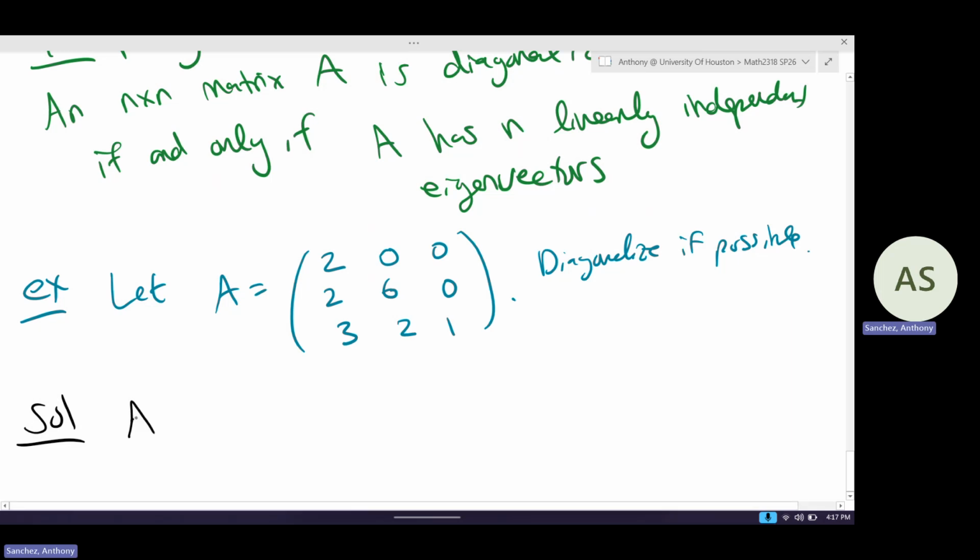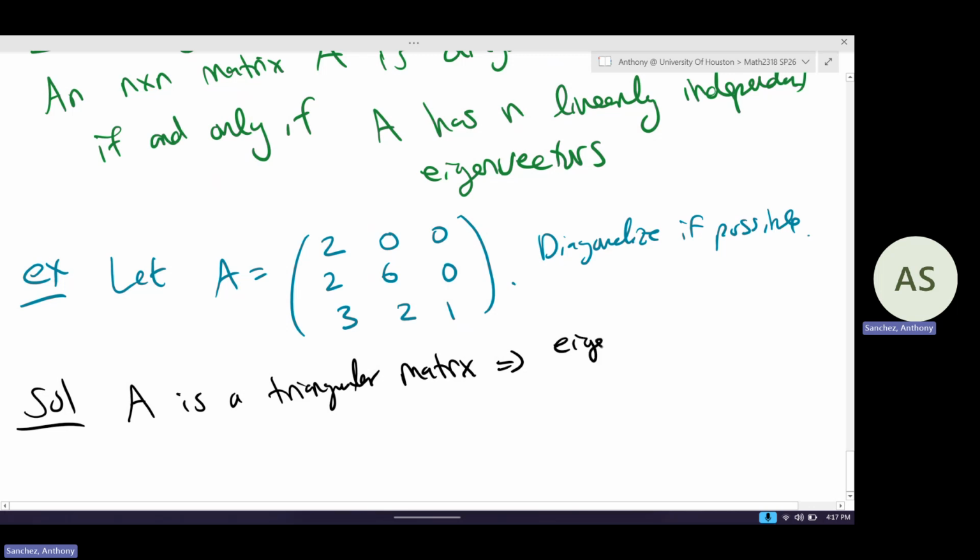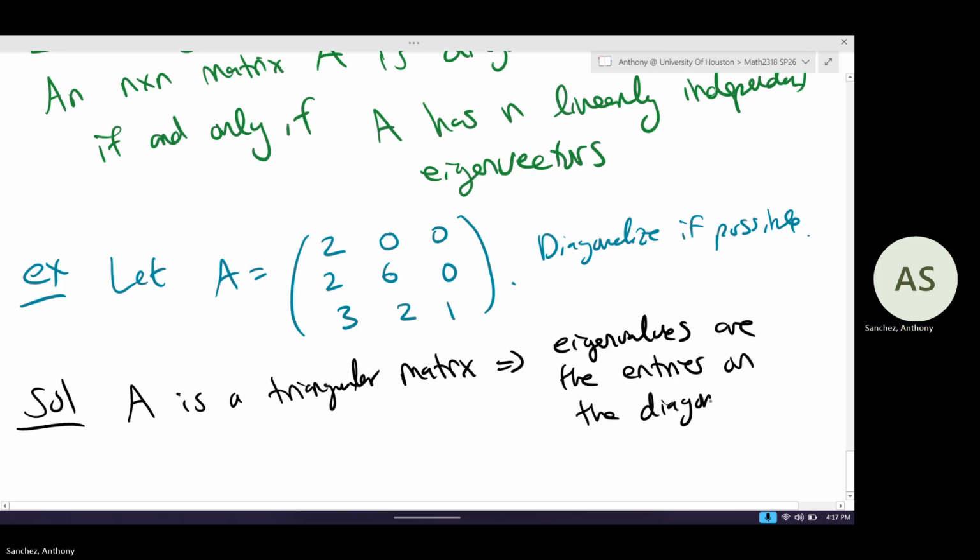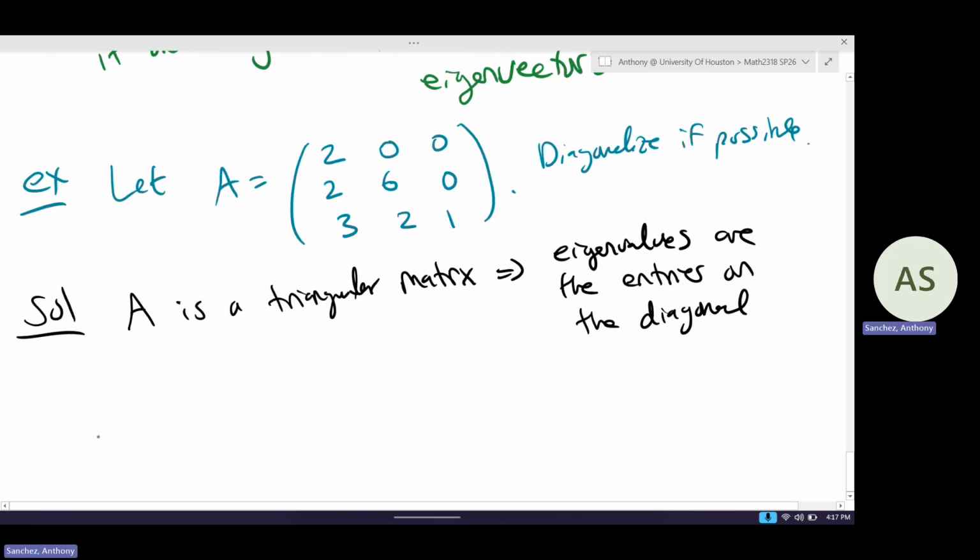Yeah, so A is a triangular matrix. And this is awesome because it implies that the eigenvalues are easy to compute. The eigenvalues are the entries on the diagonal. So in particular, lambda is equal to 2, 6, and 1, all with multiplicity 1.